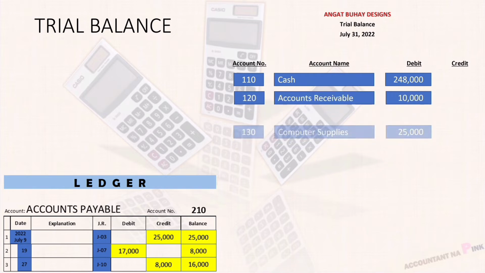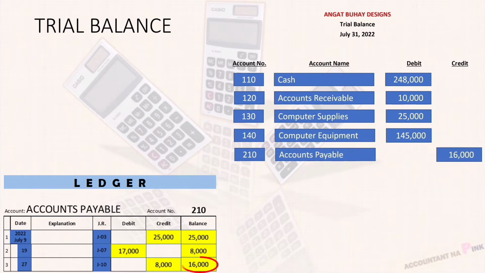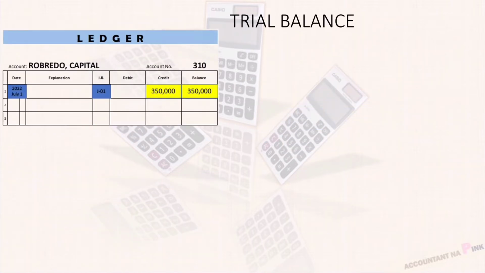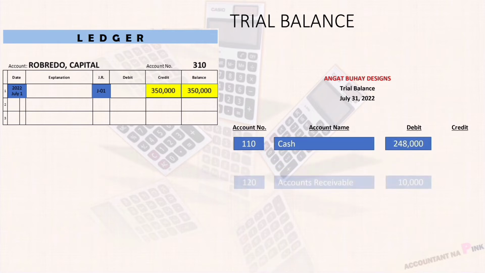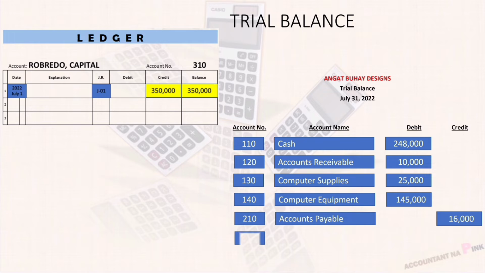Next ledger is accounts payable. Account number 210. So the beginning balance of accounts payable is 25,000 pesos. But we made a partial payment on July 19, 17,000. So balance is 8,000. But there's another liability on July 27, 8,000. So the balance will now become 16,000 pesos. But this time, take note, it will be under the credit side. Why credit? Because the normal balance of liability is credit.